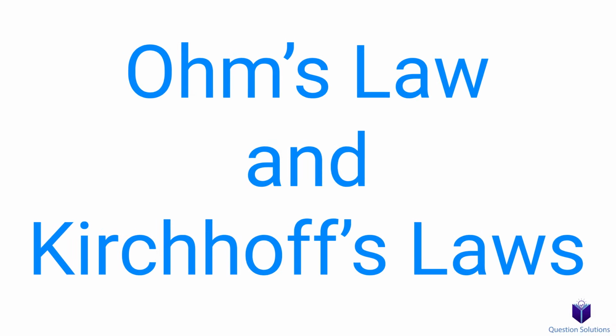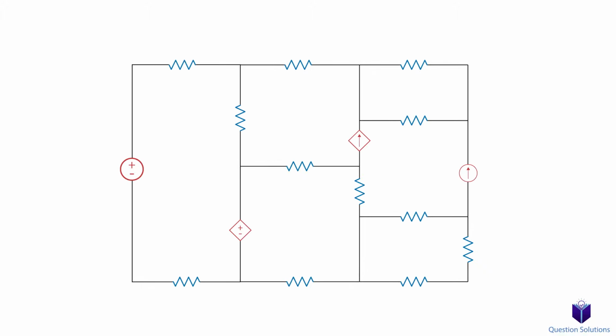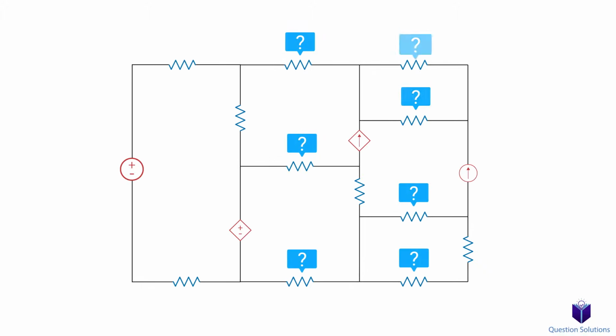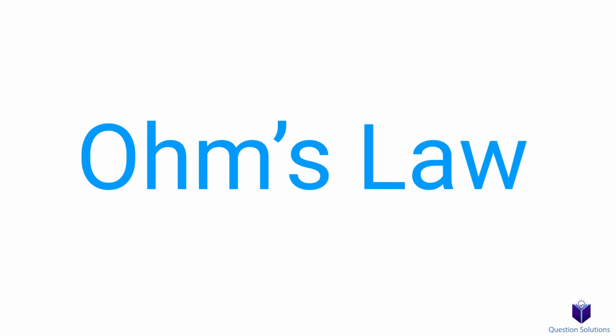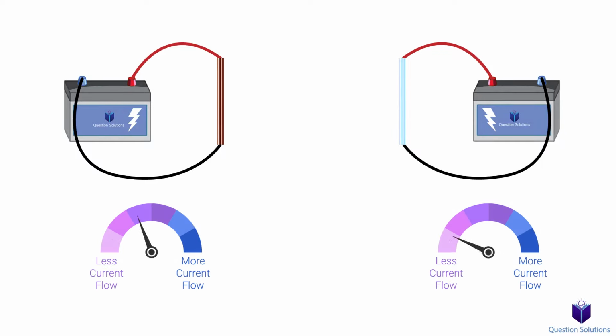Now that we covered the basic concepts of circuit analysis in the previous video, we can start to figure out how to solve for values in our circuits using Ohm's law and Kirchhoff's laws. Imagine you have a piece of copper and a piece of glass and they have the same shape and size. If we apply the same voltage between the ends and measure the current that flows through them, we get two different values. That's because the glass has a much higher resistance than the copper.